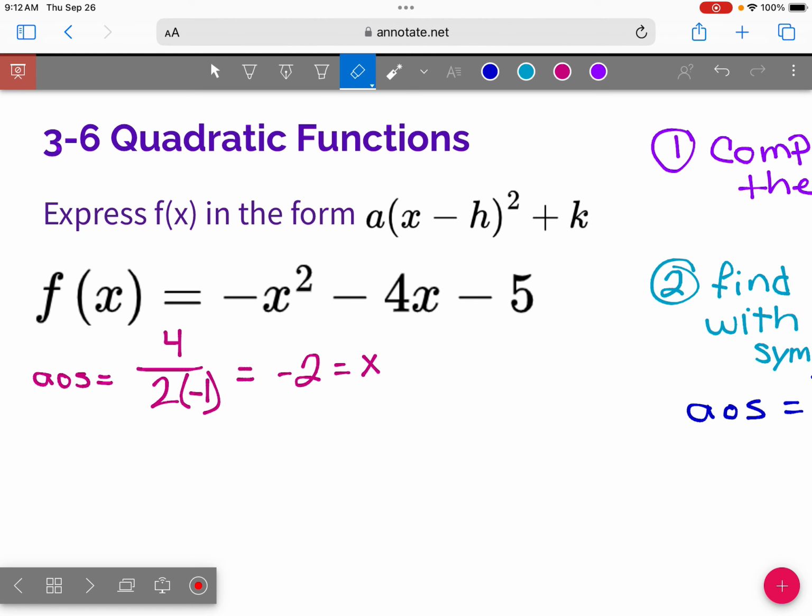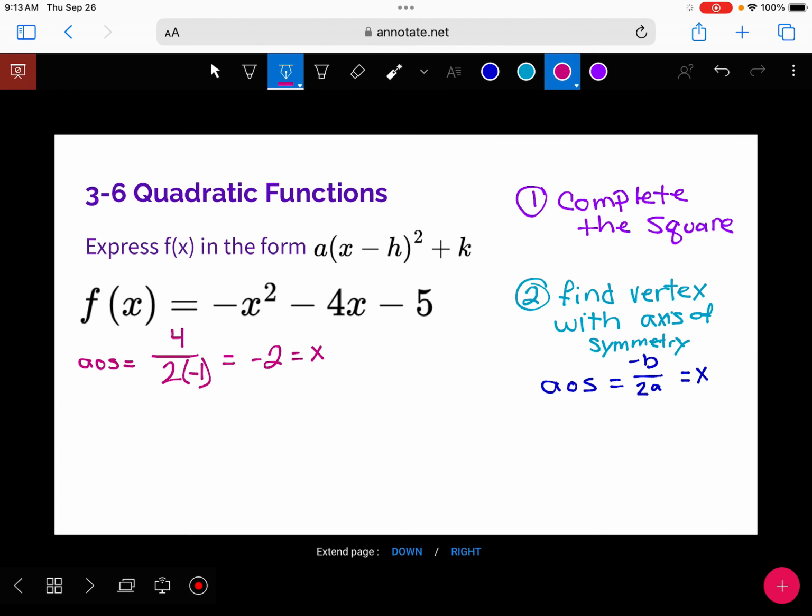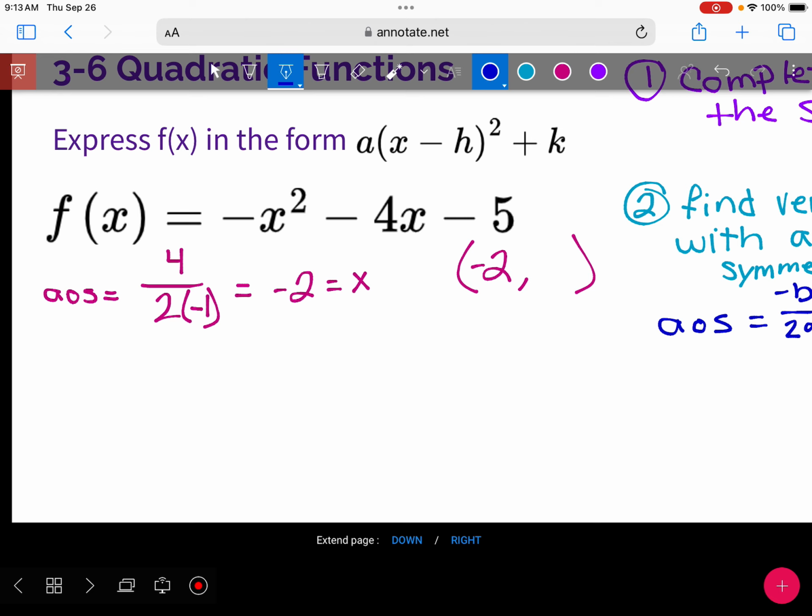So I'm just going to leave it as the equals x part, because that tells me in my vertex here, I've got a -2. How could I find the y value of my vertex? Substitute it in. So we're going to do f of -2. Substitute in the -2 into our function. The opposite of -2 squared minus 4 times -2 minus 5.